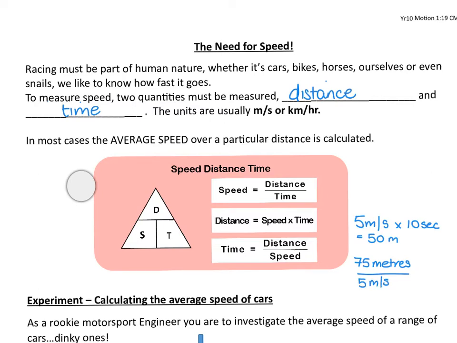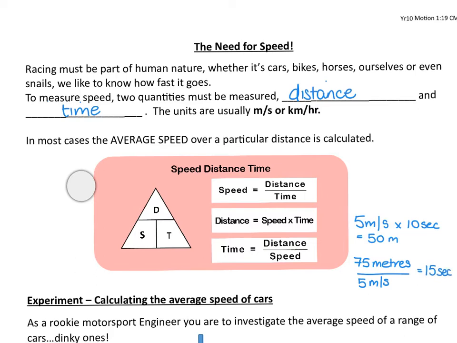So every 5 meters takes 1 second of time. Therefore, how long is it going to take to cover 75 meters? Well, in that case, you want to know how many times does 5 go into 75? And that will tell you that this journey would have taken 15 seconds.